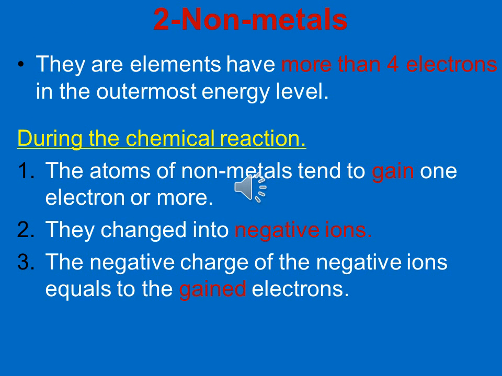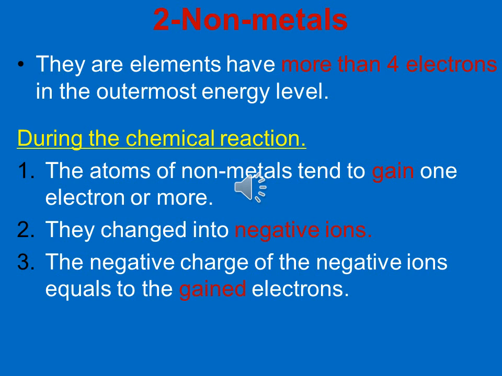The second type of element is nonmetals. Nonmetals have more than 4 electrons in the outermost energy level. Nonmetals are the opposite of metals; they have opposite properties. So nonmetals don't lose, they gain electrons, because they have more than 4 electrons in the outermost energy level and atoms want to have 8 electrons there, so it's easier for them to gain, not to lose, to complete the 8 electrons.